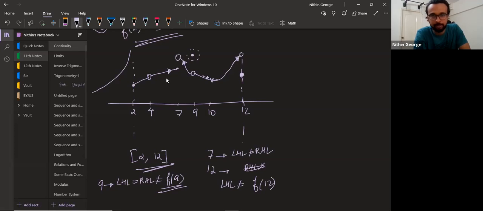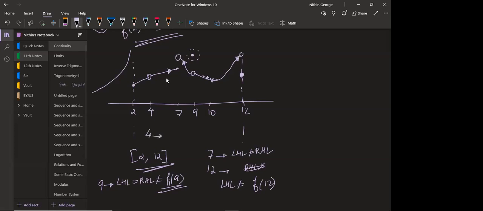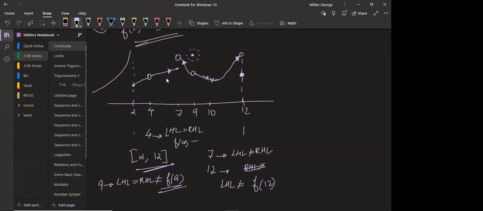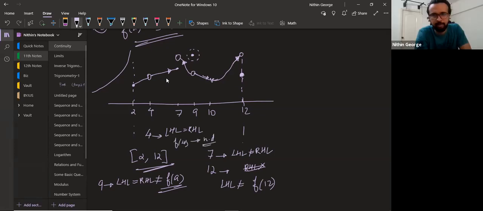What about the point 4? Discontinuous. Why? LHL is equal to RHL, that is fine. But f of 4 is not defined. All right, guys, f of 4 is not defined. So directly you'll say that there is a problem here.